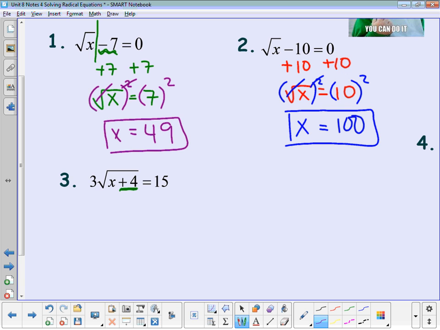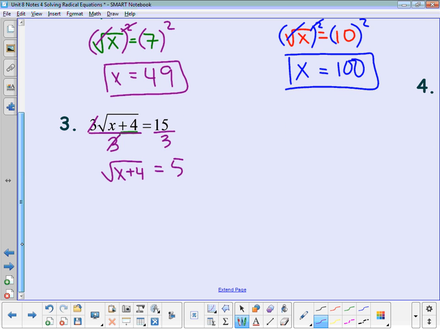But I am going to divide by the coefficient. If I divide by the coefficient, which is 3, that cancels that. Divide by 3 on the right-hand side. I'm left with the square root of x plus 4 equals 15 divided by 3, which is 5. Now I can square both sides.